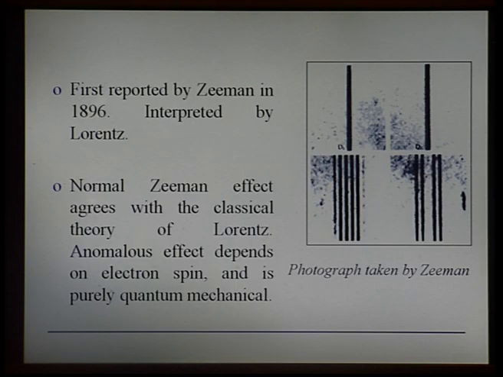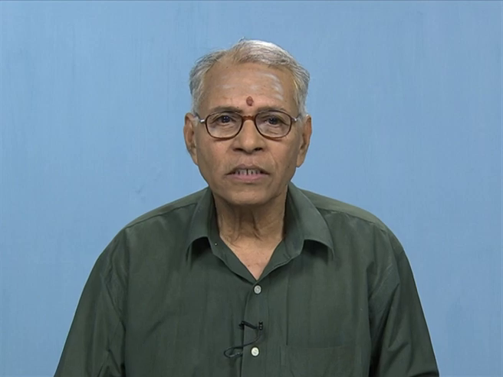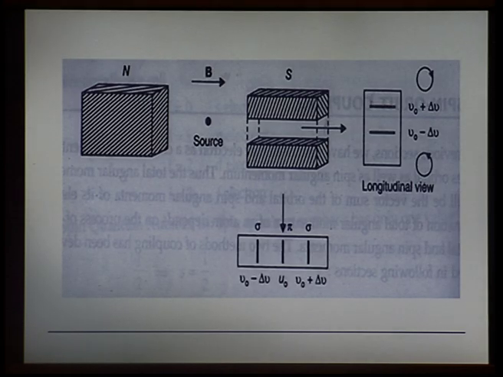This slide you are observing is that given by the original spectrum of Zeeman. It was produced in 1896 and it was interpreted by Lorentz, and there are two types of Zeeman effect. One is normal Zeeman effect, another one is anomalous Zeeman effect. This is within the magnetic field.